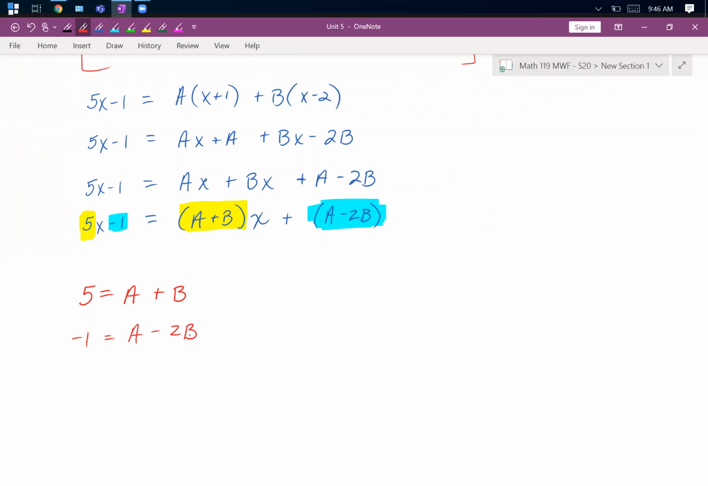Yeah, that makes sense. Now we want to solve this system of equations and do it however you like. I think I'm going to do the substitution method, although addition would be pretty easy too, but I'm going to do substitution. 5 minus B is equal to A. So now I can take this and shove it in there.